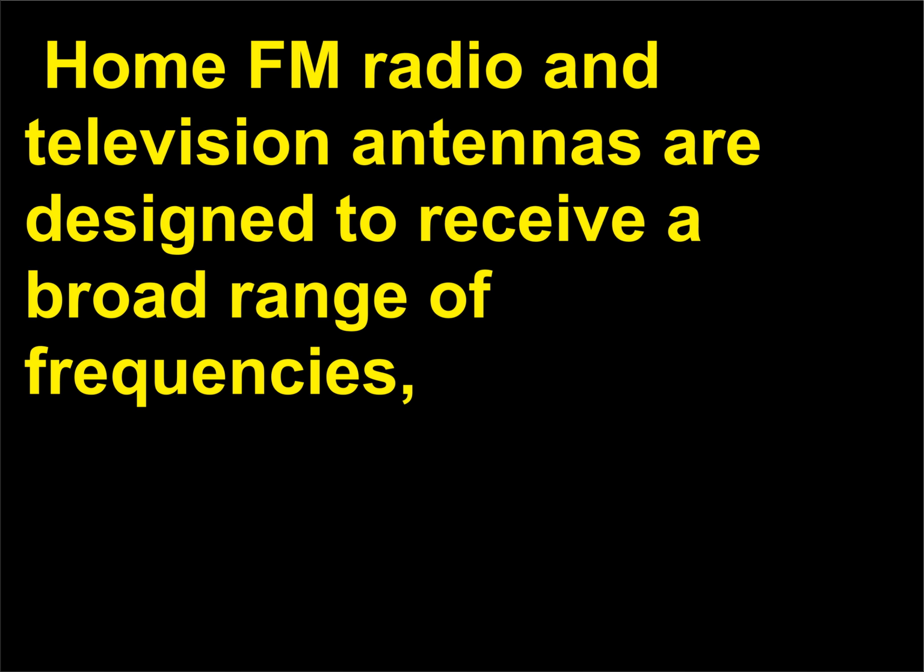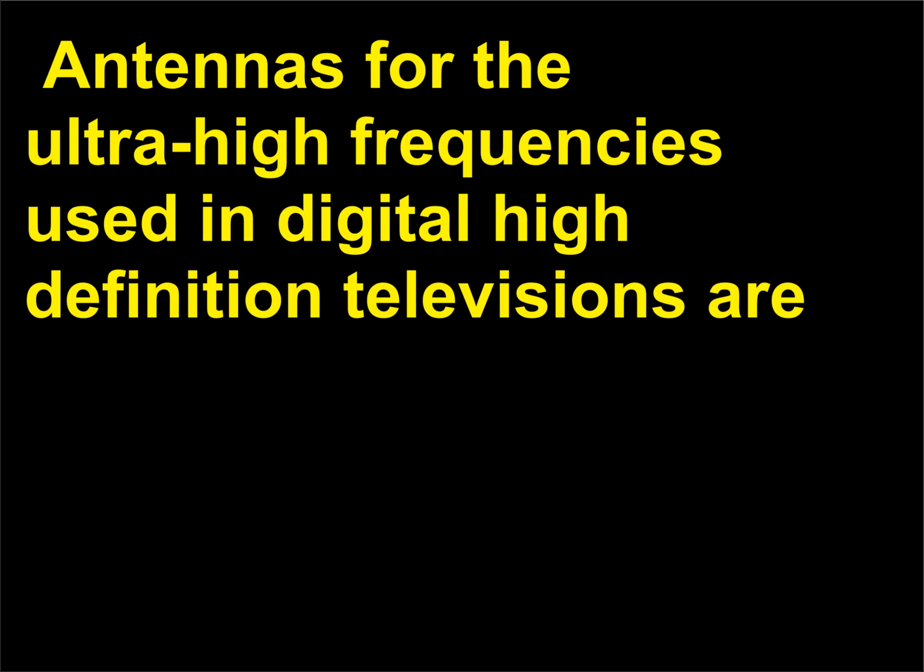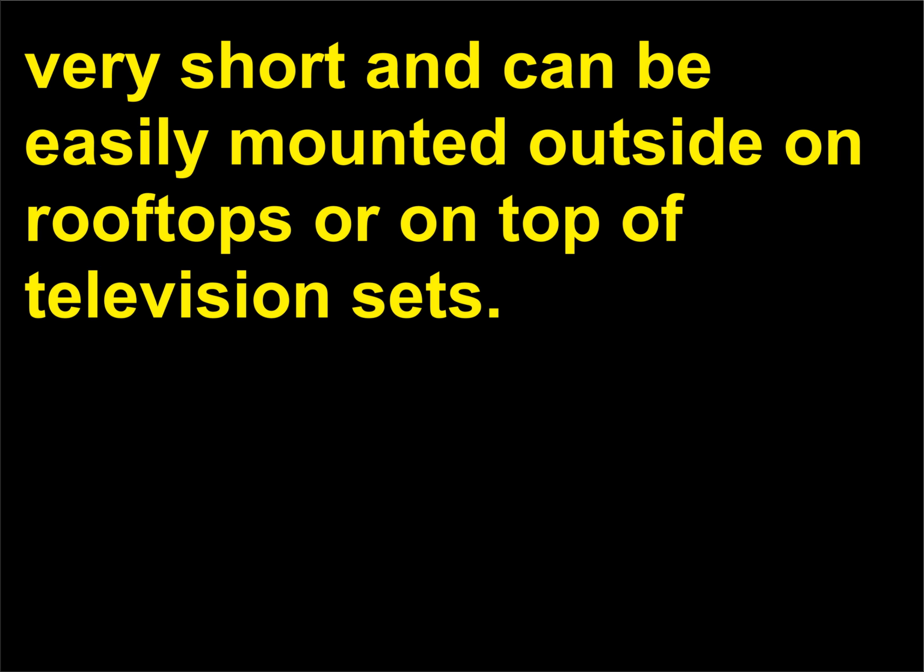Home FM radio and television antennas are designed to receive a broad range of frequencies, but with less sensitivity. Antennas for the ultra-high frequencies used in digital high-definition televisions are very short and can be easily mounted outside on rooftops or on top of television sets.